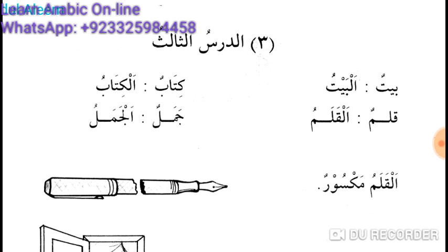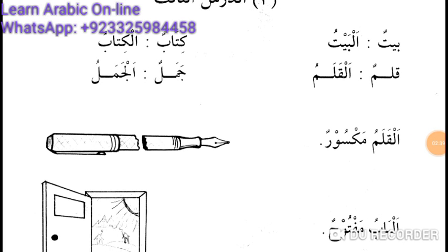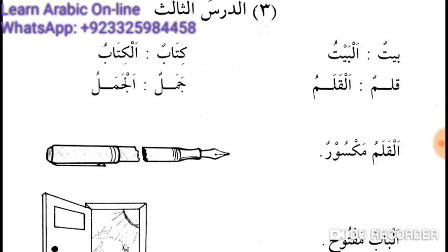Another thing: whenever we use alif lam at the start, we cannot use tanween at the end. Al baytu has a dhamma at the end, but it doesn't have tanween. Al kitabu, the book, doesn't have tanween. Al kalamu, the pen, and al jamalu, the camel, do not have tanween either. Now read all these words and tell me their meanings.